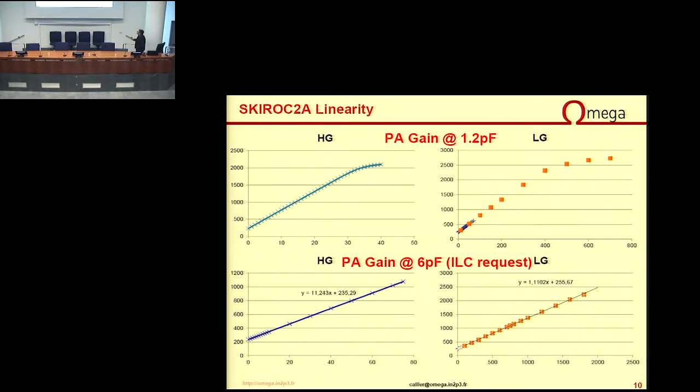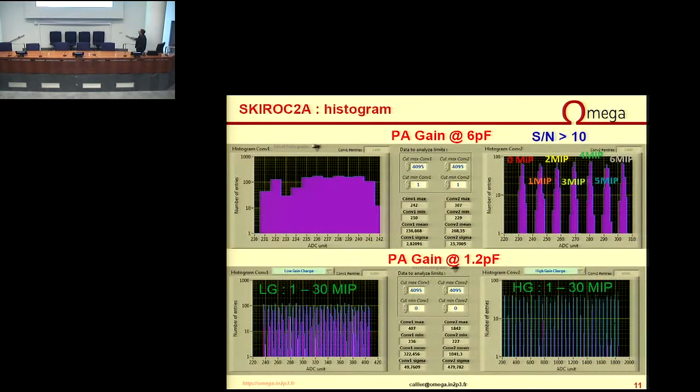Concerning the linearity, I told you that we need to have a very large dynamic range. So as you can see on the low gain path, we are linear up to 2,000 MIPs. And still, it doesn't prevent us from being able to separate 1 MIP from the next MIP with this weaker gain.